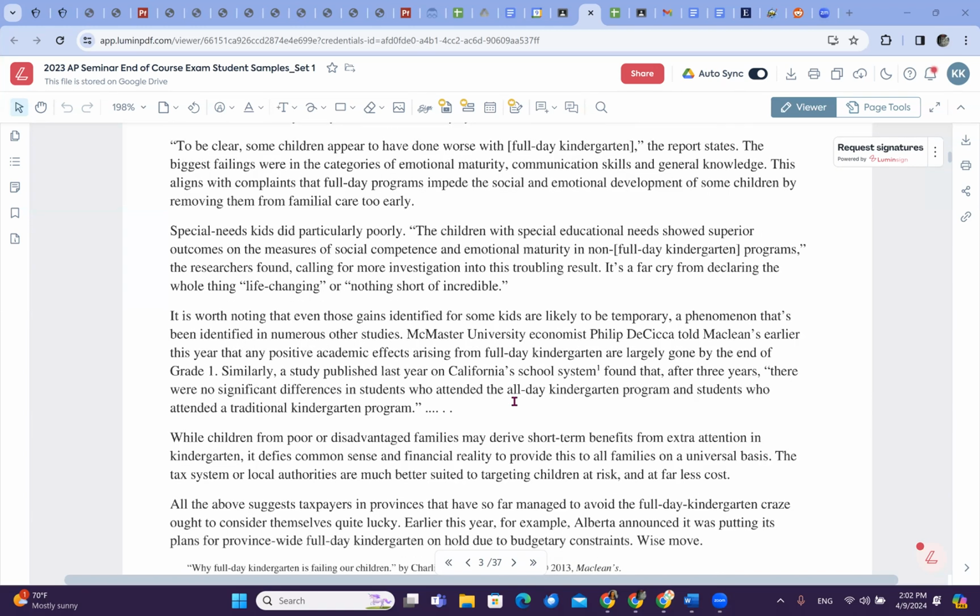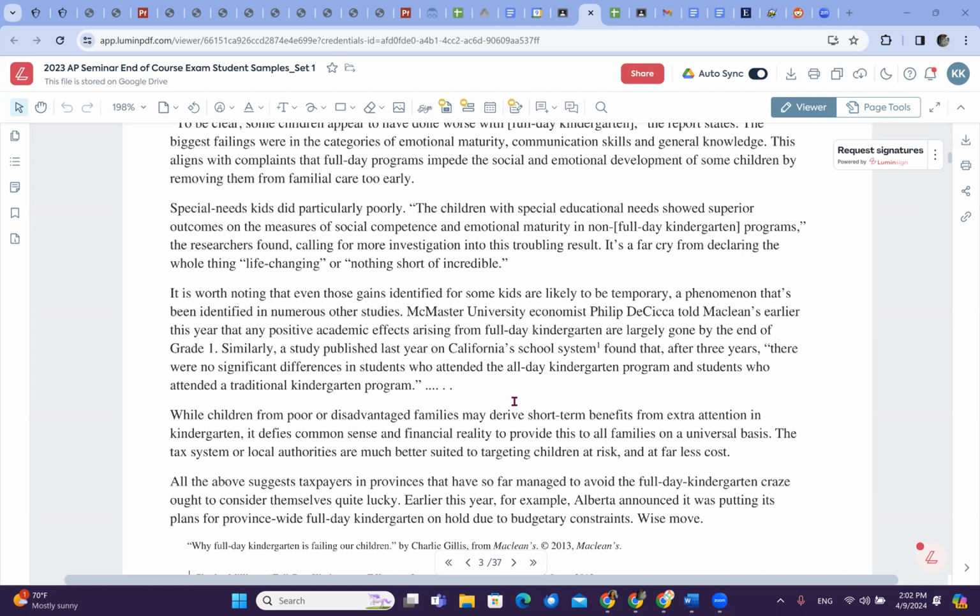It is worth noting that even those gains identified for some kids are likely to be temporary, a phenomenon that's been identified in numerous other studies. McMaster University economist Philip DeCisa told Maclean's earlier this year that any positive academic effects arising from full-day kindergarten are likely gone by the end of grade 1. Similarly, a study published last year on California's school system found that after 3 years, there were no significant differences in students who attended the all-day kindergarten program and students who attended a traditional kindergarten program.